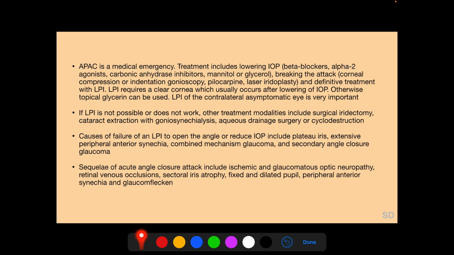Causes of failure of an LPI to open the angle and or reduce intraocular pressure include Plateau-iris, extensive peripheral anterior synechia, combined mechanism glaucoma, and secondary angle closure glaucoma. Sequelae of acute angle closure attack include ischemic and glaucomatous optic neuropathy, retinal venous occlusions, sectoral iris atrophy, fixed and dilated pupil, peripheral anterior synechia, and glaukomflecken.